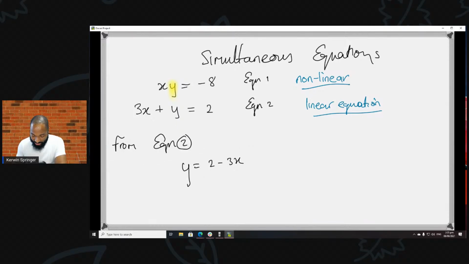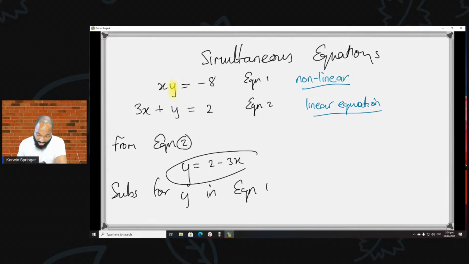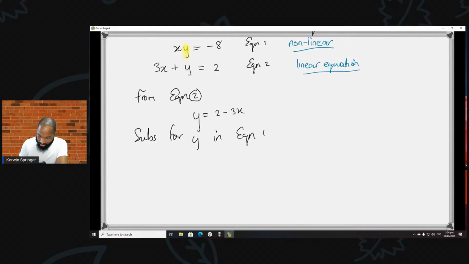We write: substituting for y in equation 1. You can write something like that, or substituting, and write over this whole thing, or placing this as y. Just make sure you write some good information there. So 2 minus 3x is going to replace y. So we come back with equation 1 now, and xy is equal to -8. But instead of y, I want to write that.